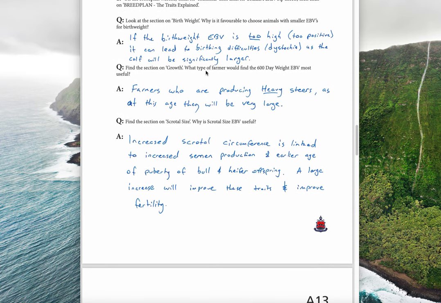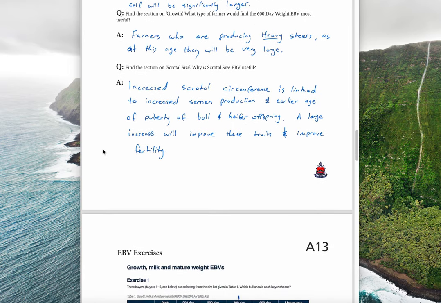The next one on growth, this is just some general questions. What type of farmer would find a 600-day weight EBV most useful? So 600-day weight is roughly 2 years old, and by that stage the animals are pretty heavy steers, they're going to be putting on a lot of fat and finishing in a feedlot most likely. So someone producing heavy steers would want to look at the 600-day weight EBV. But remember, it doesn't go past 600, that's the highest growth rate, or weight EBV.